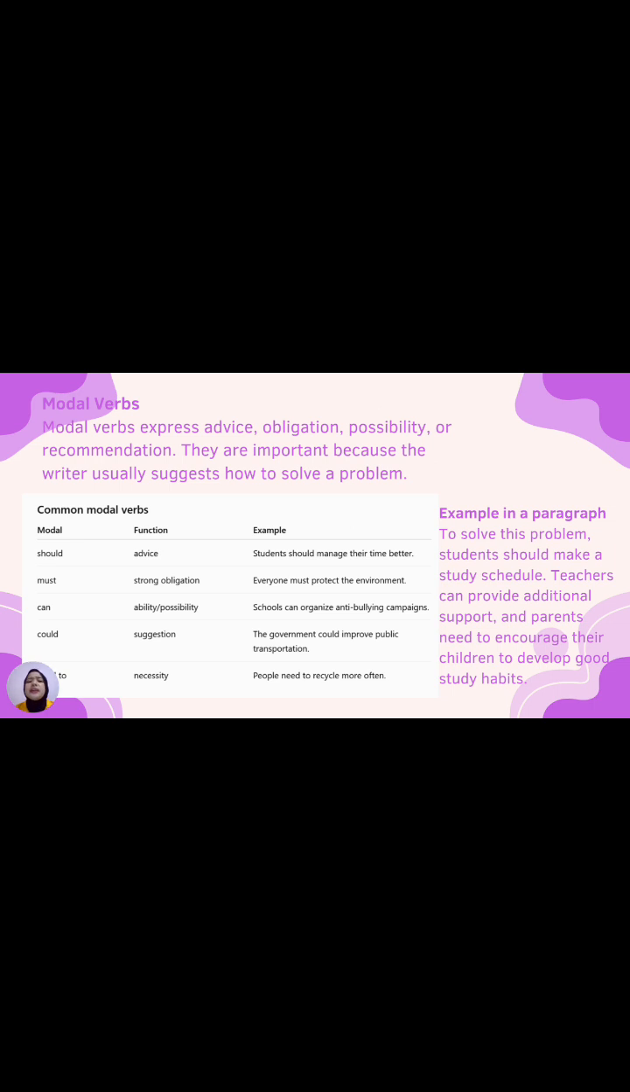Example: students should manage their time better. An example in a paragraph: to solve this problem, students should make a study schedule. Teachers can provide additional support, and parents need to encourage their children to develop good study habits. So we can use modal verbs here. You can see this should, right?